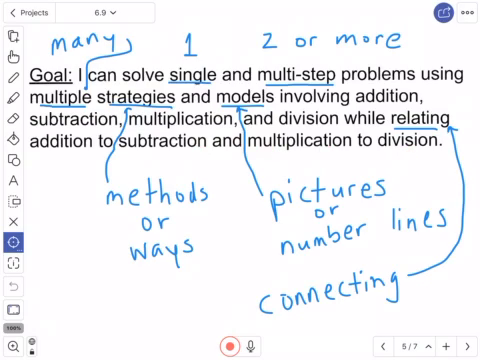You've seen in some of the past lessons how, if it's a division problem, sometimes I use multiplication to help me figure it out. Same thing with addition and subtraction. If it's a subtraction, sometimes I like to switch it to an addition. That goes back to multiple strategies or ways to do that.